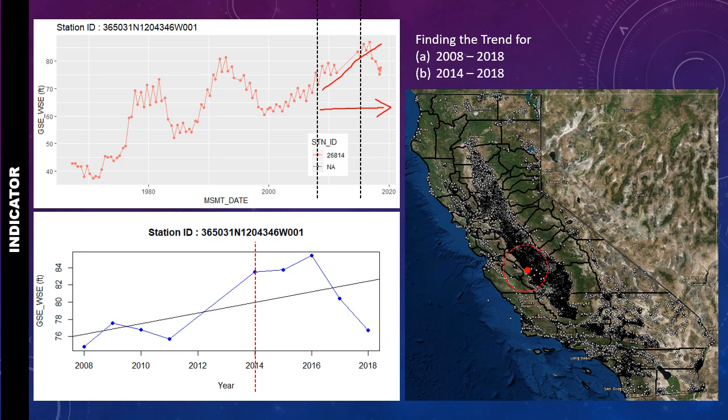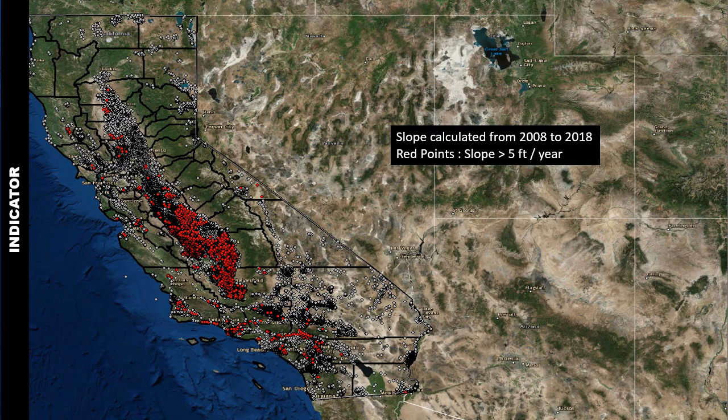But if you see that from the second black dotted line, which is the last 4 years, the trend is actually opposite, and the depth to groundwater is decreasing, or you can say that the groundwater level is increasing. So to better represent the most current situations, we pick the second time frame, which is from 2014 to 2018. All the red points represent slope that's more than 5 feet per year for the first time frame, which is from 2008 to 2018.